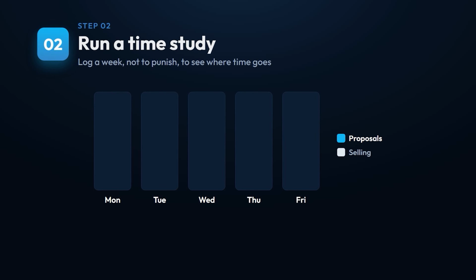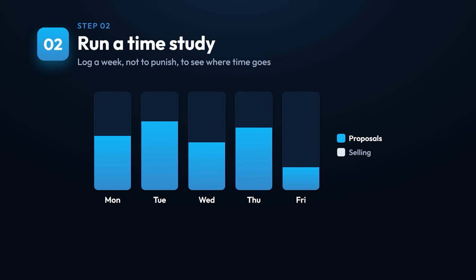If your team doesn't know, the next thing you want to do is say, okay, everyone on the team, for the next week, I want you to log your time. And this isn't to punish them. It's to understand where they're spending their time. So you want to do a time study.